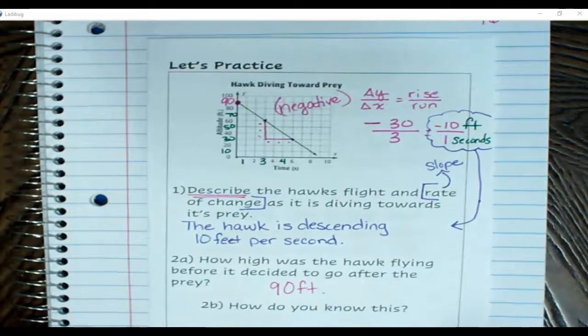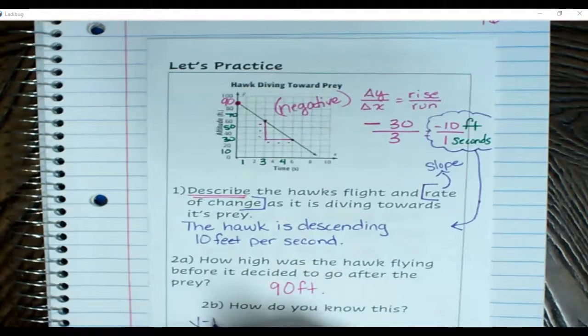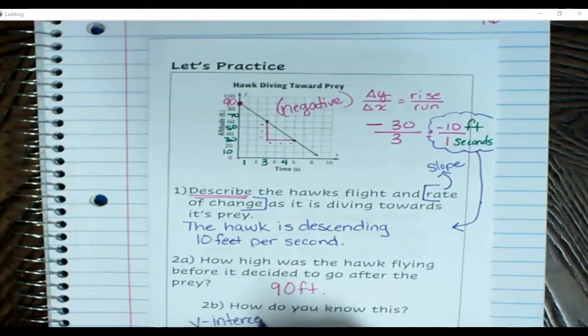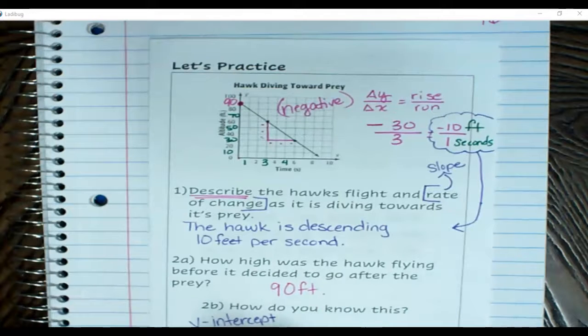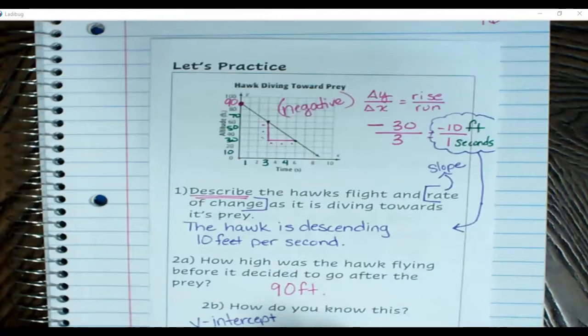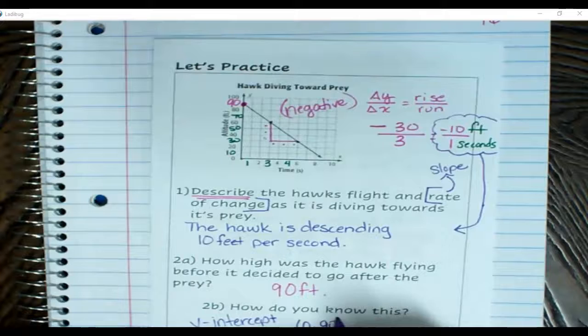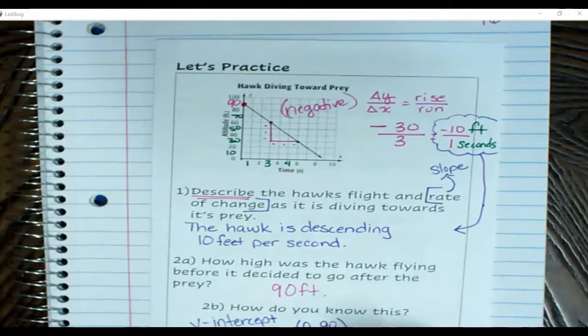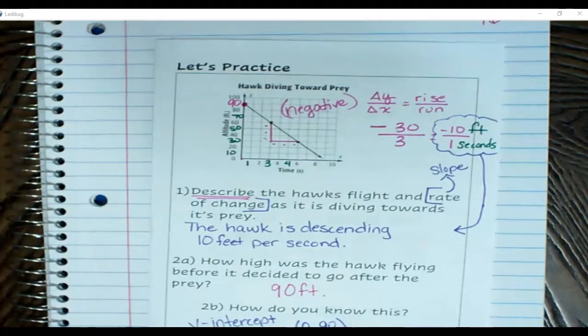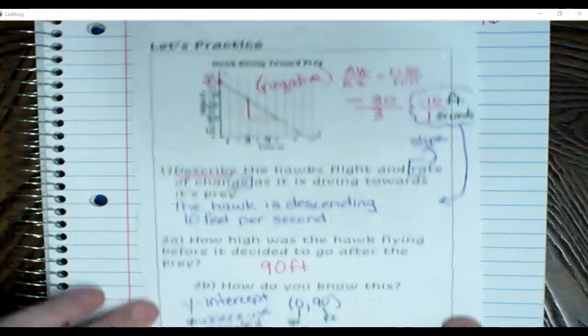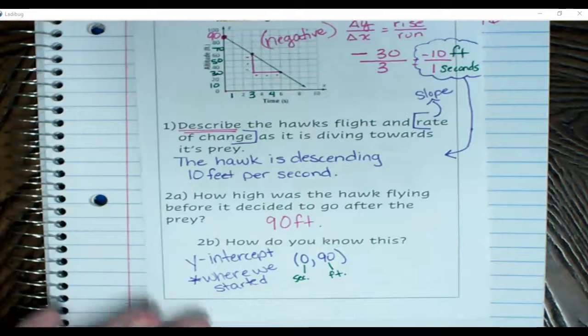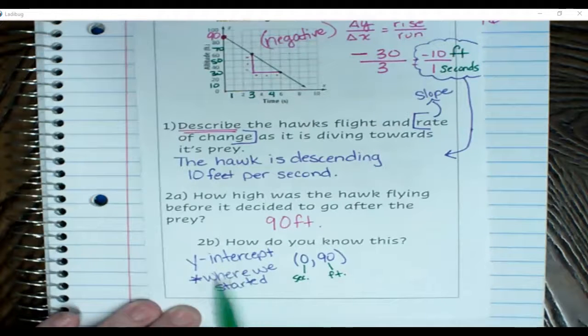And how do I know this? Because my y-intercept, which is where we started, was at (0, 90). So at 0 seconds, we were at 90 feet. Sorry, I'm not on the page. There we go. We know this because our y-intercept, the value where we started, was 0 seconds, 90 feet.